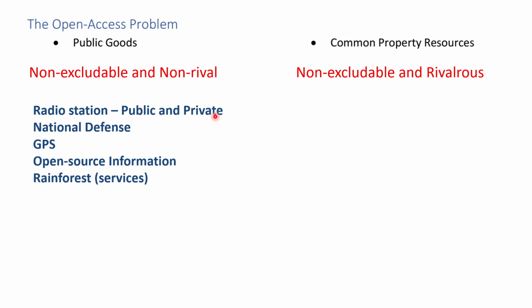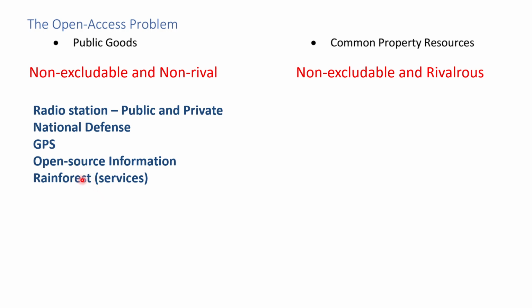And second, if I turn on my radio and listen to my local rock station, it doesn't diminish the quality for anybody else. So that is non-rivalrous. That is what makes it a public good. National defense is a public good. Once you have a national defense, then everybody in the border is protected. No matter how many people are in the border, everybody's protected. You cannot exclude people from that protection.